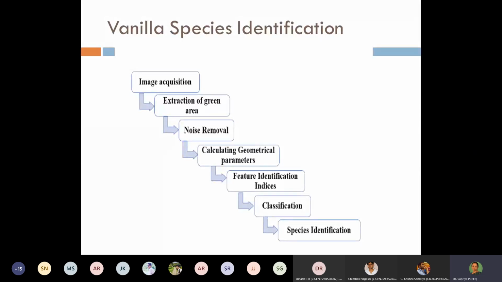After that we calculate the geometrical parameters, which means the area of the leaf, the perimeter of the leaf, etc., in order to find out whether we can say this is the wild leaf and this is the cultivated species, which means a threshold could be fixed to identify these values. Based on that, some feature indices were arrived at, like rectangularity and perimeter by area ratio, which are based on the geometrical parameters, and they were used for classifying the species into wild species and cultivated species.